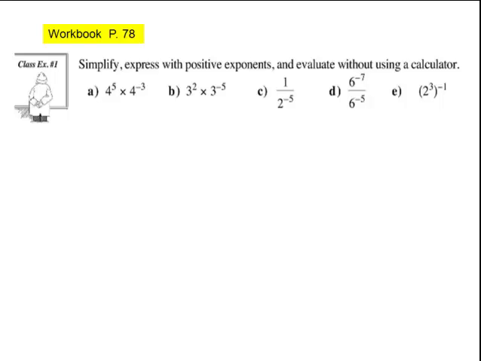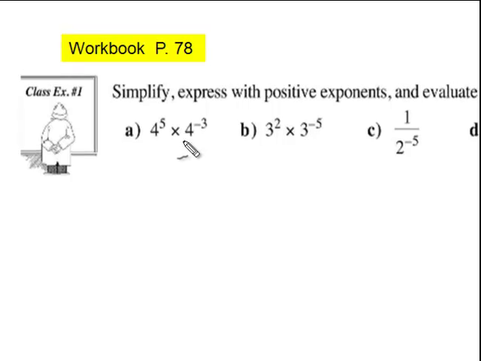In this example, they want you to simplify and express your final answer with a positive exponent, and again without using your calculator. We're going to follow the same rules we followed before when it came to multiplication and division, which is powers with the same base allow you to just add the exponents.